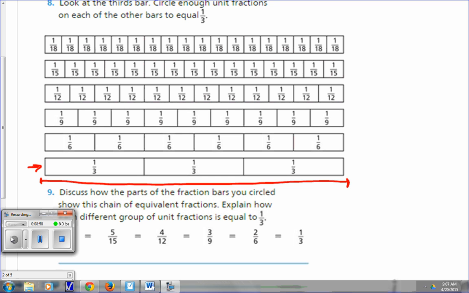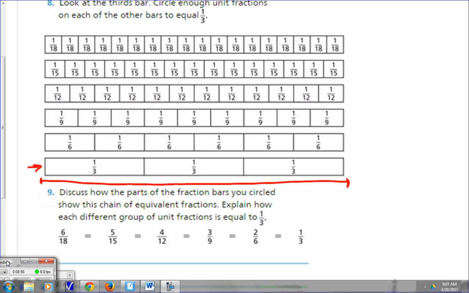So what I want you to see here is like on 6/18. Can you just draw a box around 6/18? So 1, 2, 3, 4, 5, 6/18. There's a lot of little pieces there, friends. So if I want to simplify it, what would it be in 15ths? 5/15. What would it be in 12ths? 4/12. What would it be in 9ths? 3/9. What would it be in 6ths? What would it be in 3rds?